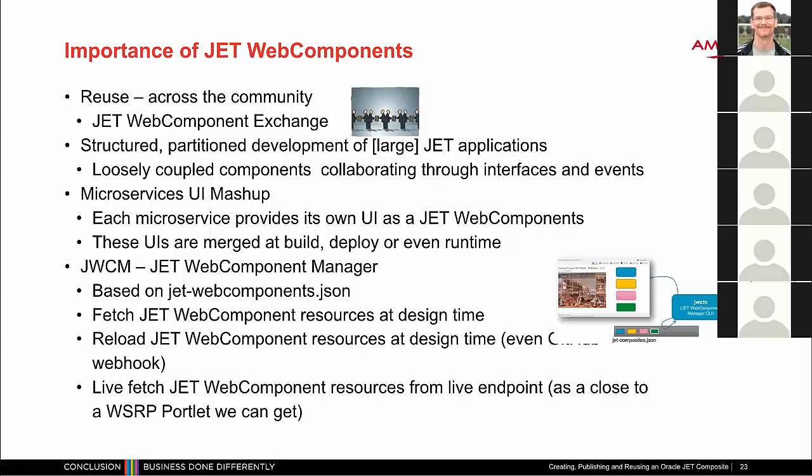web components at runtime. So for example, if you configure in your JET web components.json file the Git URL for your JET web component, then with any change of the sources of the web component, it could be automatically reloaded into your JET application. And especially during development cycles and during demos, that could be interesting, but perhaps you could even use it at runtime.